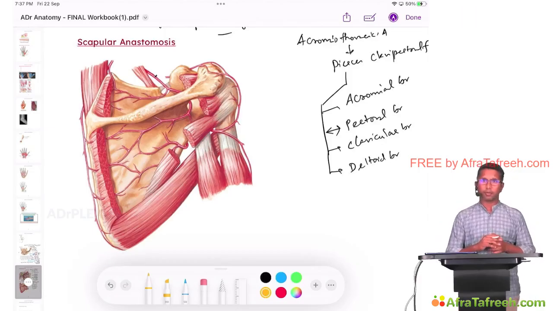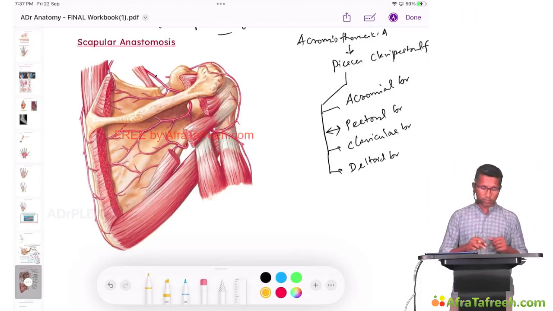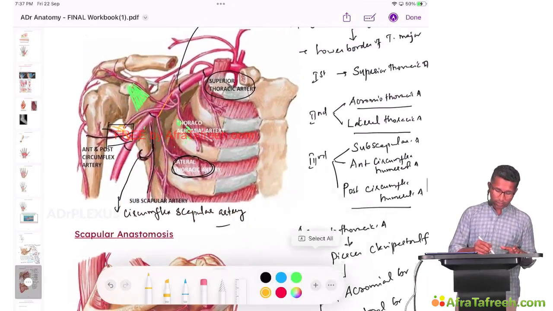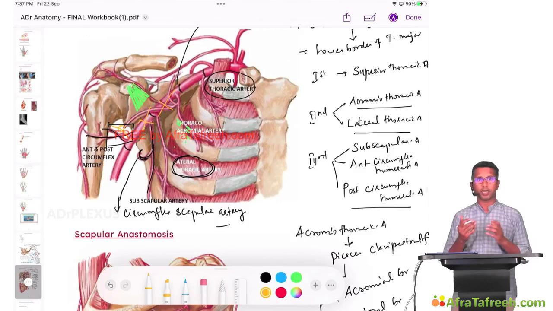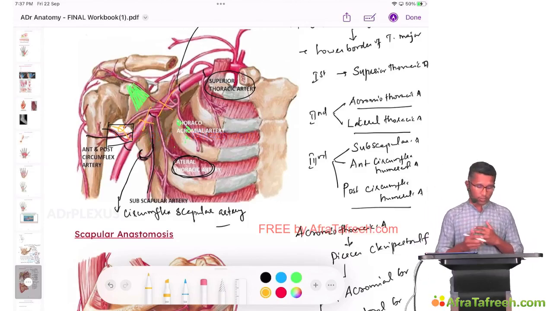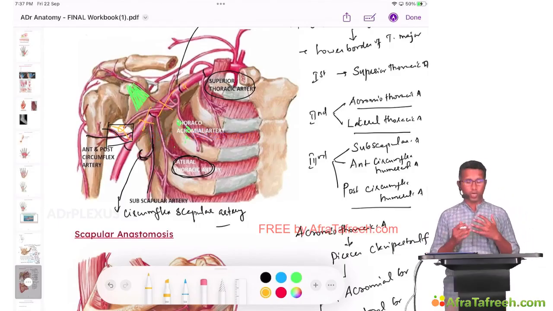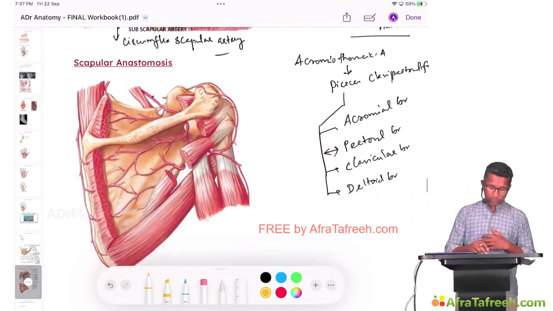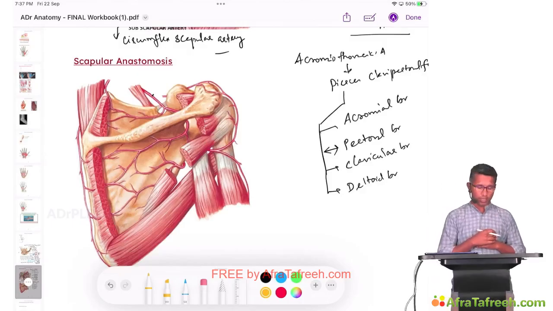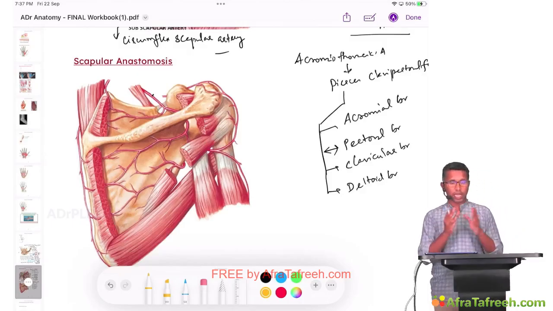What is called a scapular anastomosis? What is the importance of the scapular anastomosis? Suppose the axillary artery has got occluded in the middle part, maybe in the second part or the third part, or in the first part. If it gets occluded in the first part or second part, this anastomosis will help in collateral circulation to the upper limb. Collateral circulation to the upper limb comes from the scapular anastomosis.